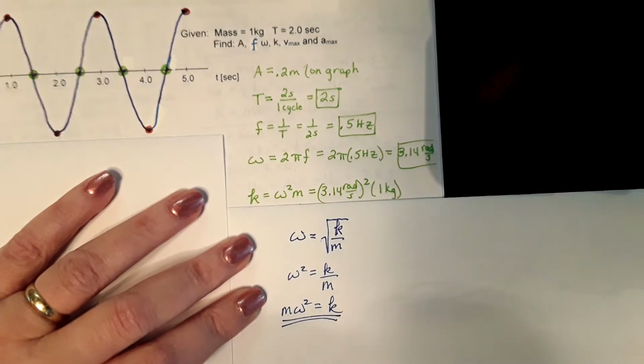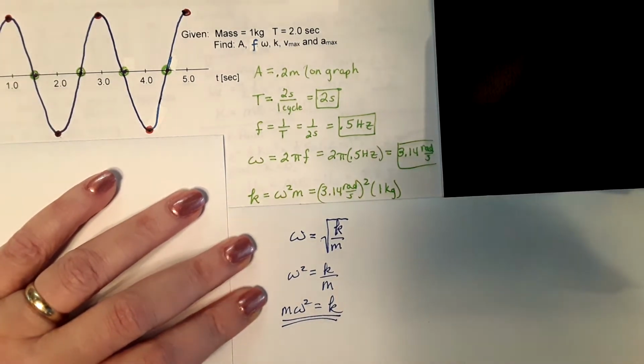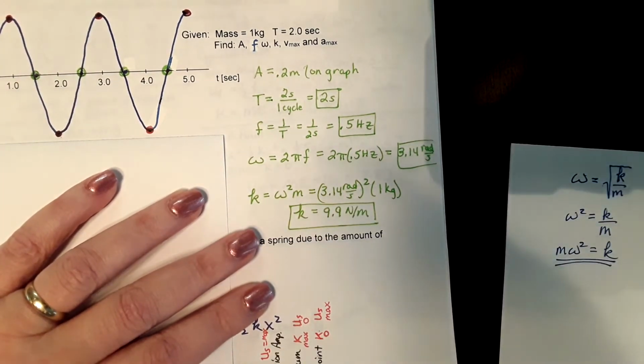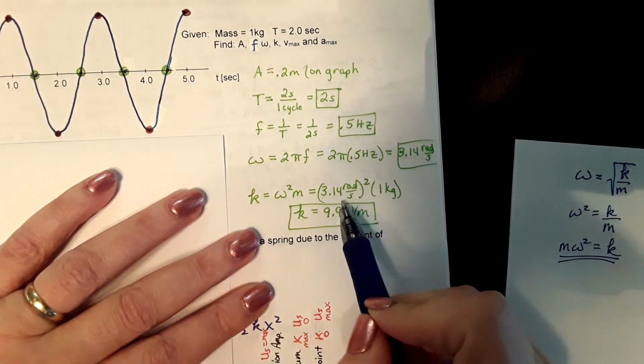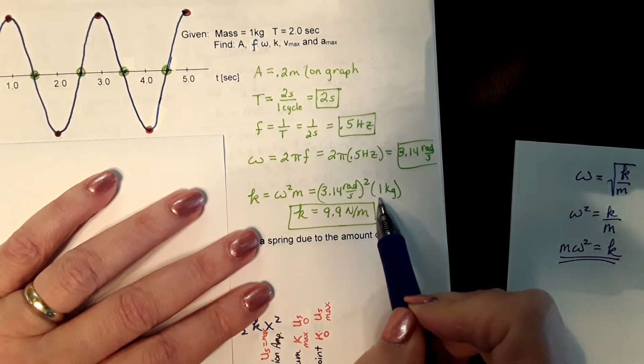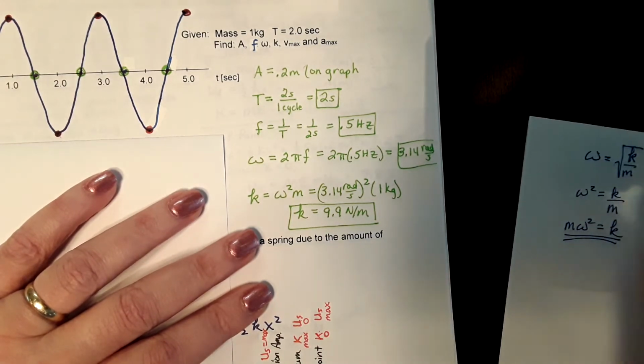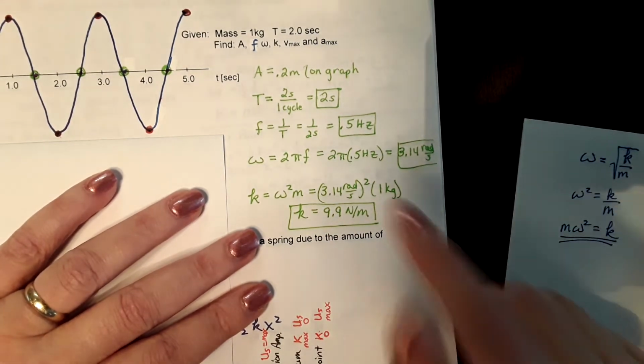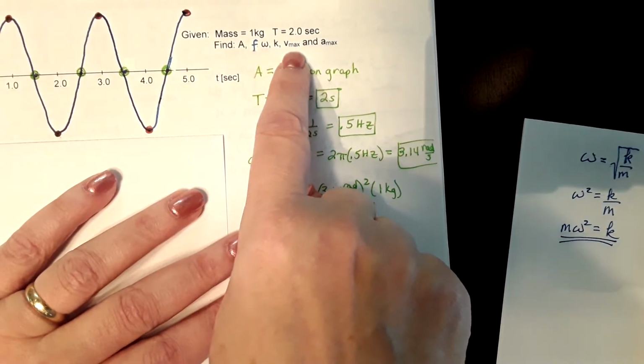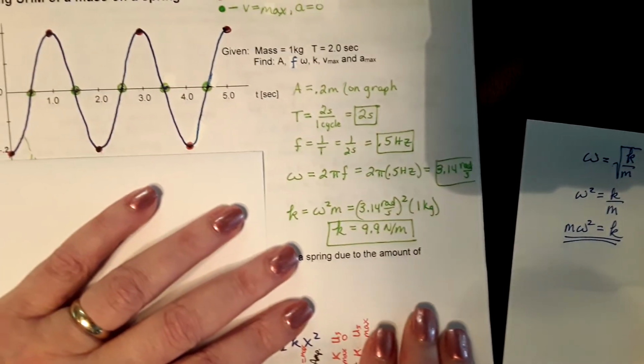Okay, all right. So now, stick in your angular frequency that you just found, square it, multiply by the mass, and you get 9.9 newtons per meter. Okay, now that we have those, let's talk about the maximum velocity and maximum acceleration.